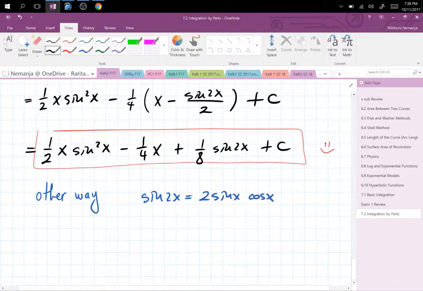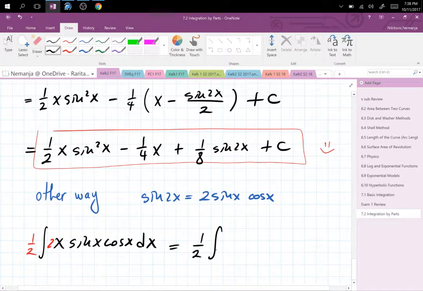And our problem, x sine x cosine x dx, has this string. You don't have a 2. Well, you can fix that, right? And now the problem becomes 1/2 integral x sine 2x dx.